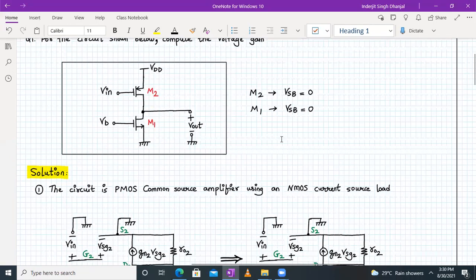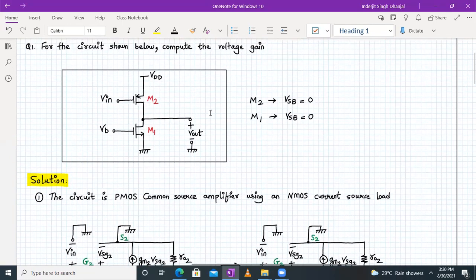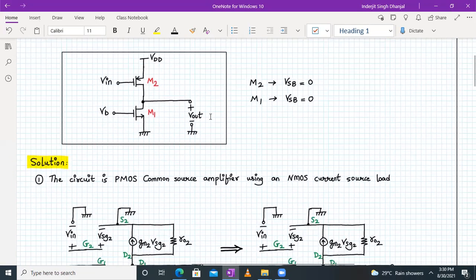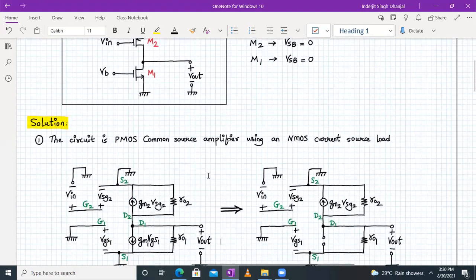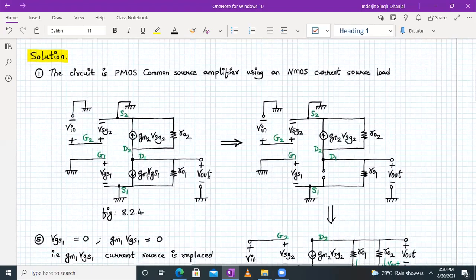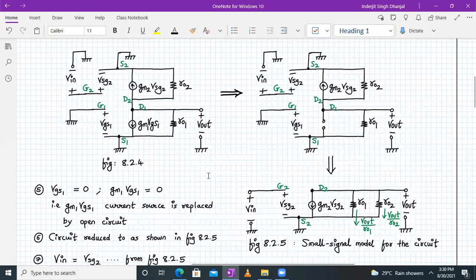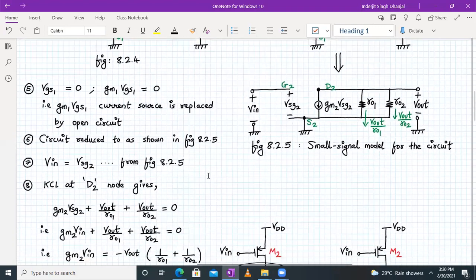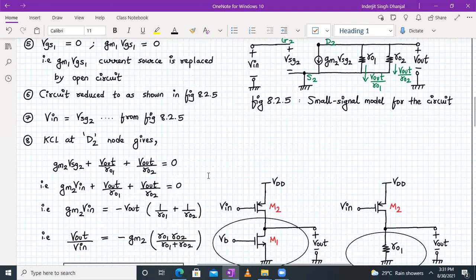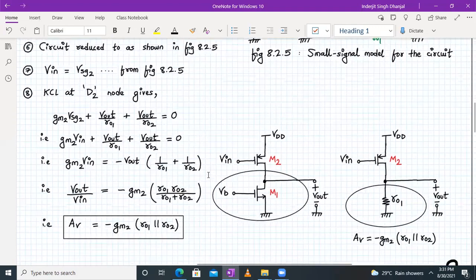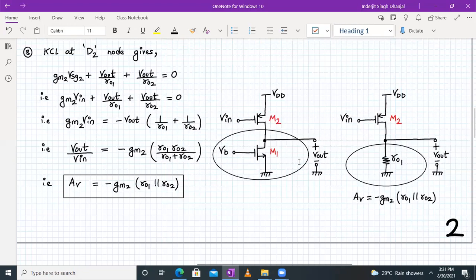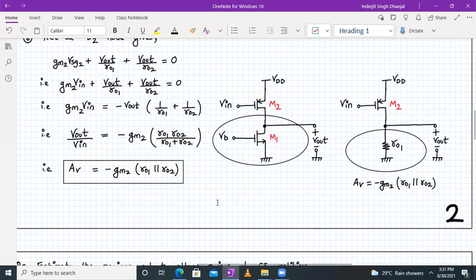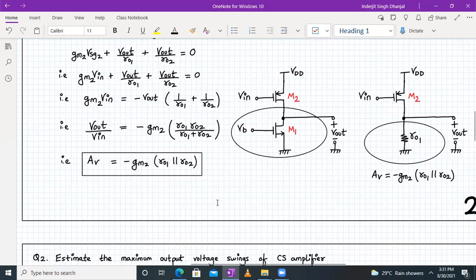So we were given a circuit and we were supposed to find the voltage gain. We started by drawing the small signal equivalent model. We simplified it, and then we started deriving the expression for the voltage gain. And finally, we also verified by a shortcut technique that the expression can be written within very few seconds. Okay, let's move on to the next topic.